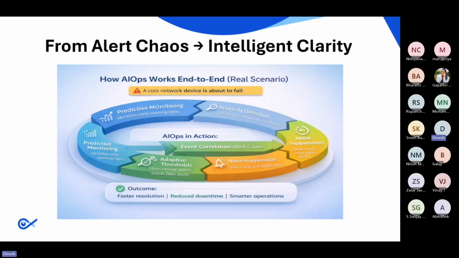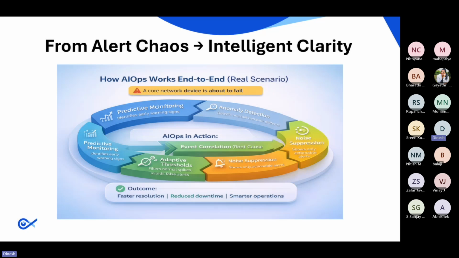Okay. So let's take another final example in the real world, combining all the AIOps features into a real-world use case. So from all the alert chaos to an intelligent clarity, which is given to all the engineers or the technicians who are working on this particular software.